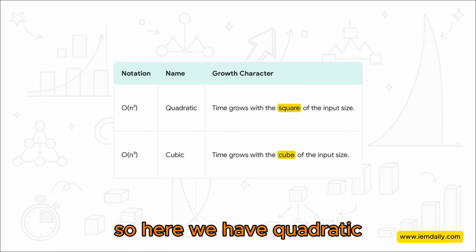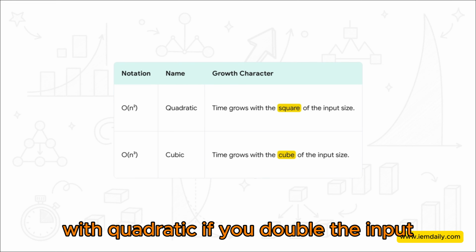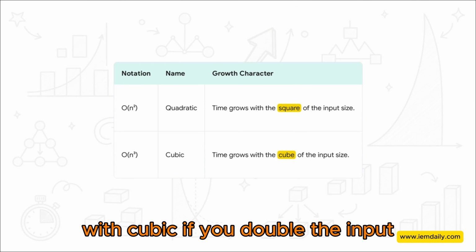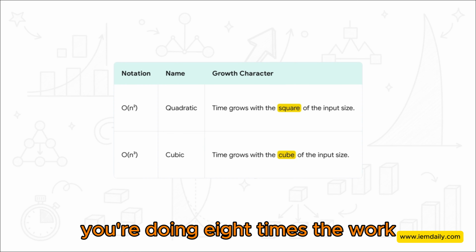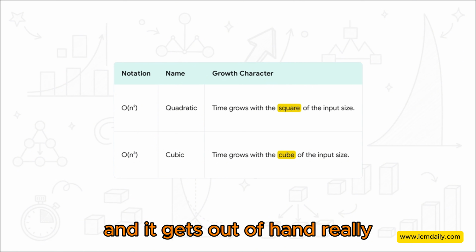So here we have quadratic, which is O of n squared, and cubic, O of n cubed. With quadratic, if you double the input, you quadruple the amount of work. With cubic, if you double the input, you're doing 8 times the work. You can see how this starts to get out of hand, and it gets out of hand really, really quickly.